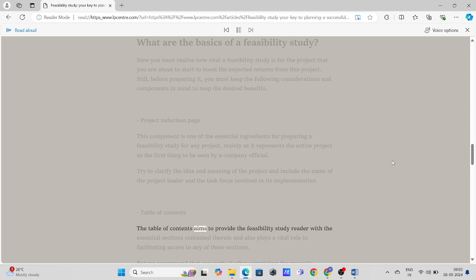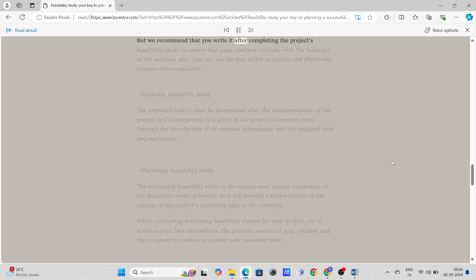The table of contents aims to provide the feasibility study reader with the essential sections contained therein and also plays a vital role in facilitating access to any of these sections. But we recommend that you write it after completing the project's feasibility study to ensure that page numbers coincide with the headings of the sections. Also, you can use the text editor to quickly and effectively prepare this component.